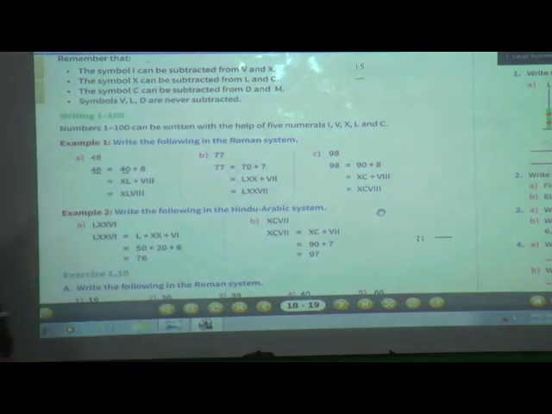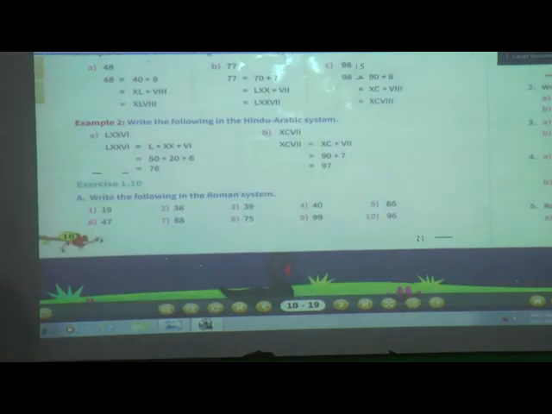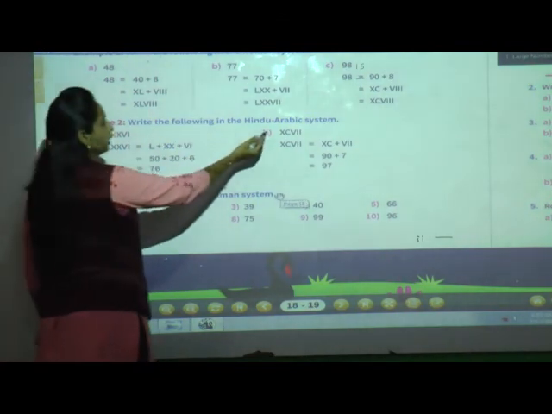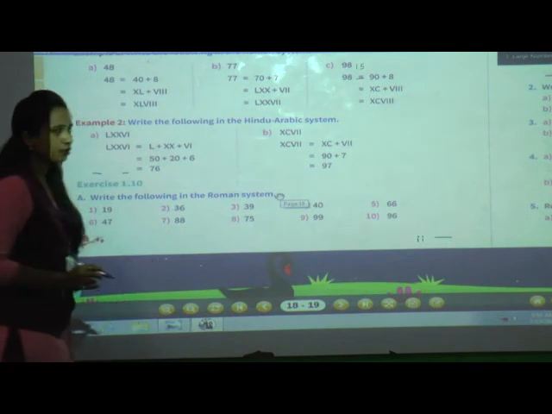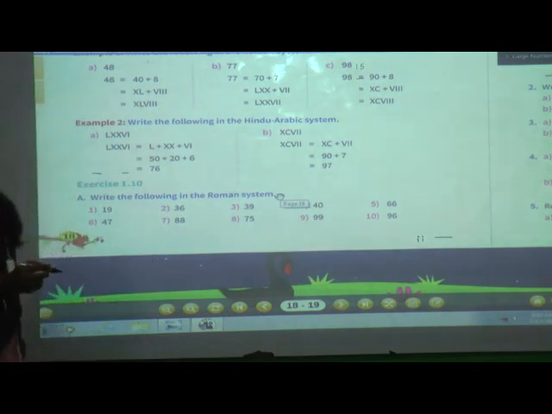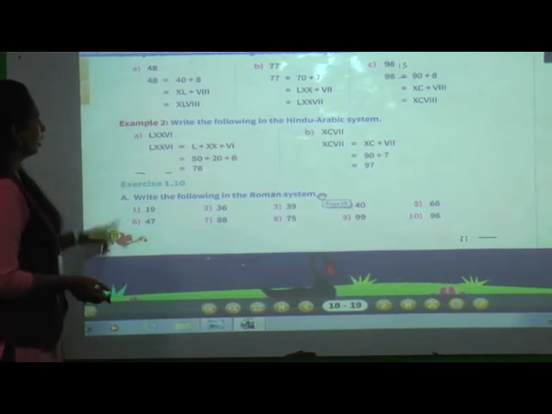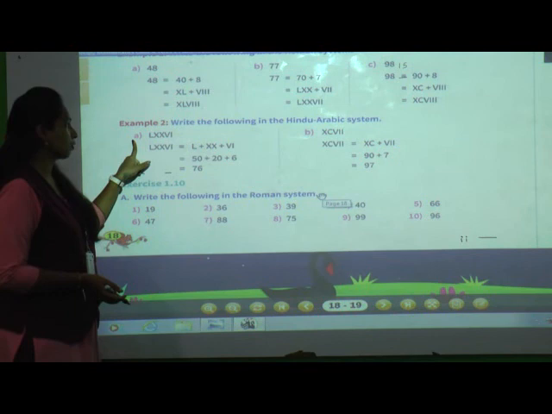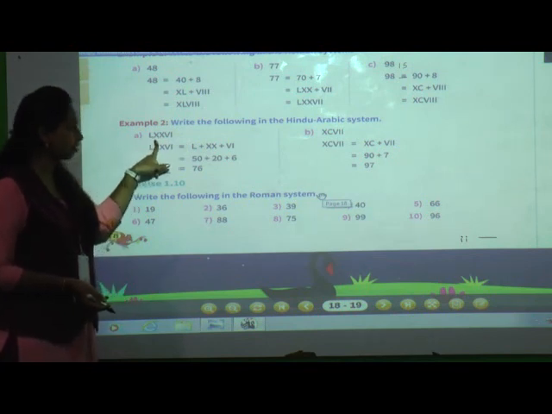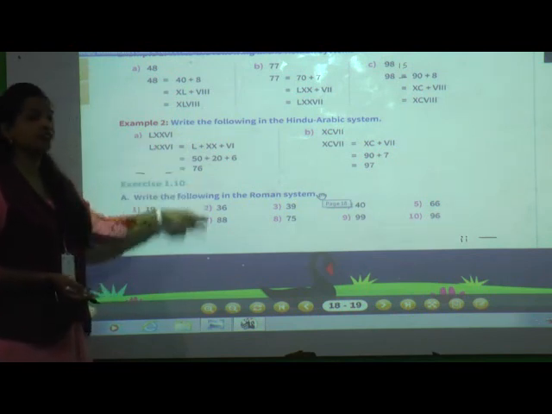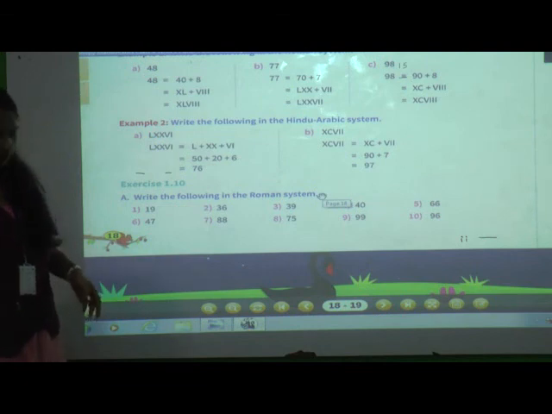Got it? Now exactly vice versa. Write the following in the Hindu-Arabic system. Hindu-Arabic system, you know, we write numbers 1, 2, 3, 4, 5, 6. We have studied till 1 crore. So what will they do in this question? They will give the Roman numbers. We have to write those numbers in the Hindu-Arabic system.